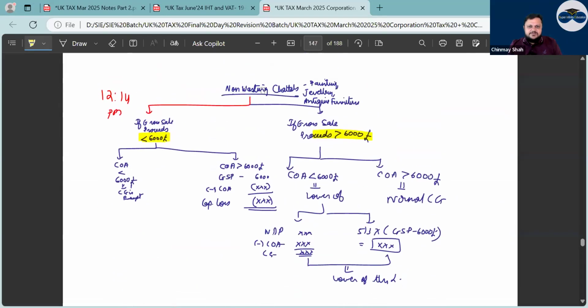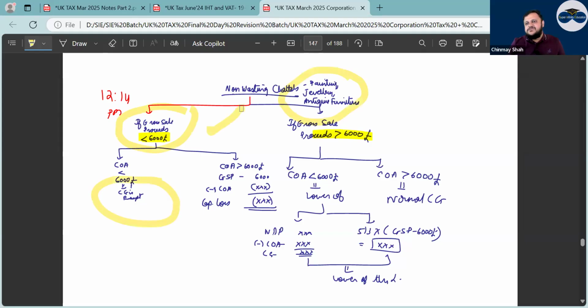Now come to non-wasting chattels. What you have to do first is see whether the gross sale proceeds is less than 6,000 or more than 6,000. If the gross sale proceeds is less than 6,000, great, because less than 6,000 means what? I have seen n number of times students being confused here. Painting, jewelry, antique furniture. Wherever gross sale proceeds are less than 6,000, you will always have a problem. Now see, if gross sale proceeds and cost of acquisition both are less than 6,000, CG is exempt.